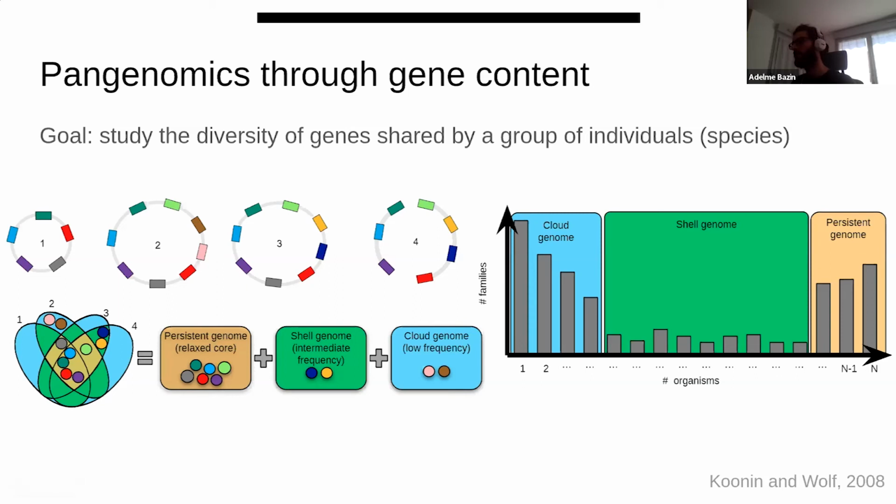The shell genome will include genes at intermediate frequencies, so present in, in this example, 2 genomes, for example. And the cloud genome, which will include rare genes.